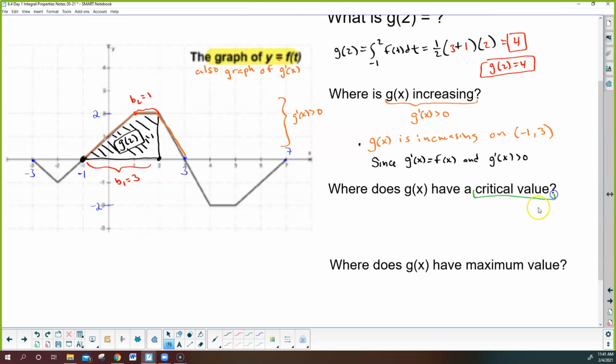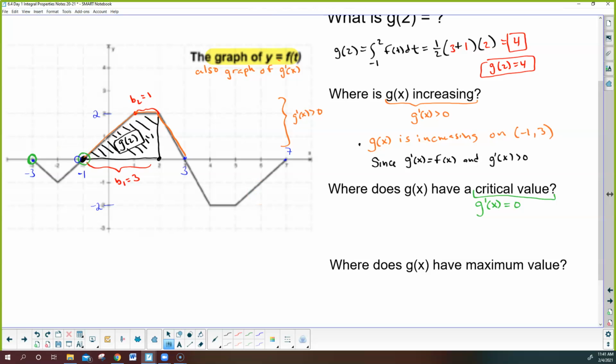So g has critical values anytime g prime is equal to 0. Well, we already made the connection in the previous problem that g prime is the graph of f, and this is the graph. So all I'm looking at is when does this graph equal 0?